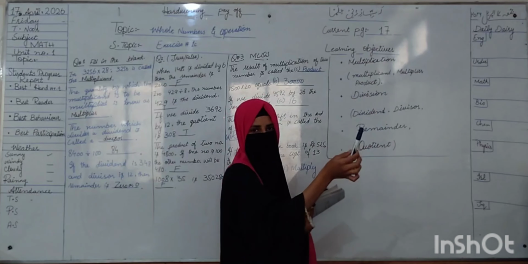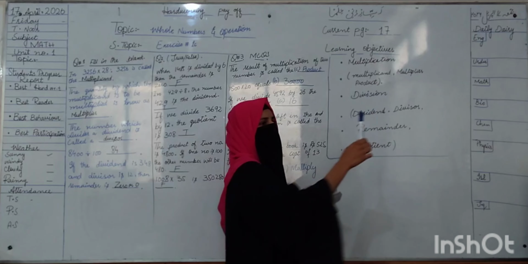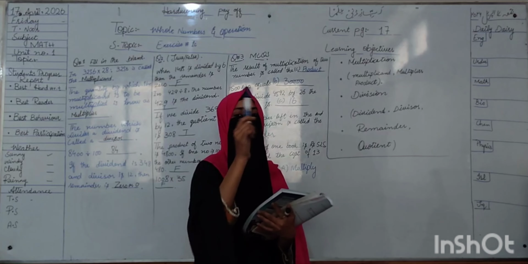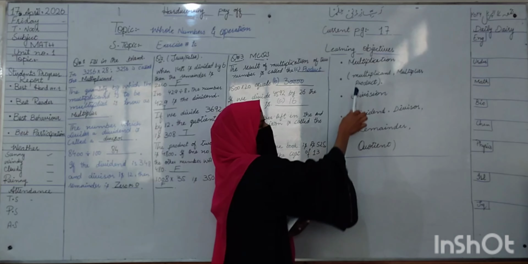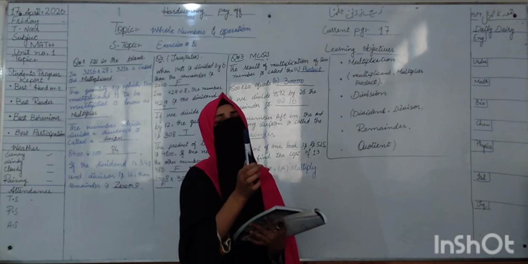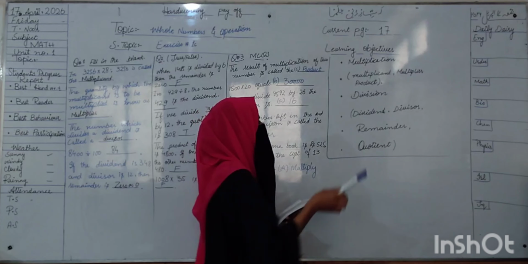Multiplicand is the number to be multiplied. The number by which the multiplicand is multiplied is called a multiplier. And the product is the result of this multiplication.